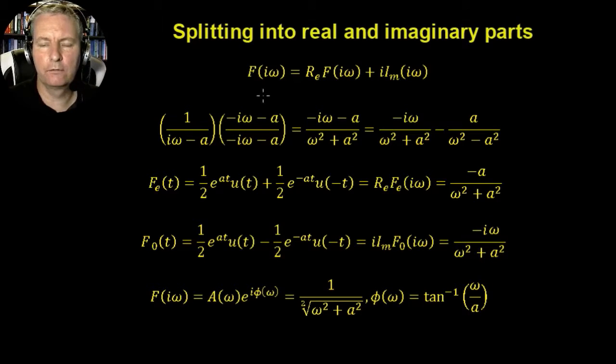So we're looking at taking the function 1 upon i omega minus a and splitting it into the real even part and the imaginary odd part.